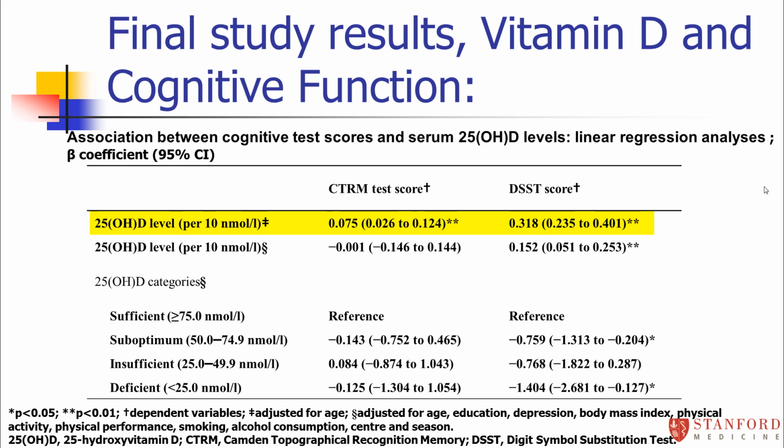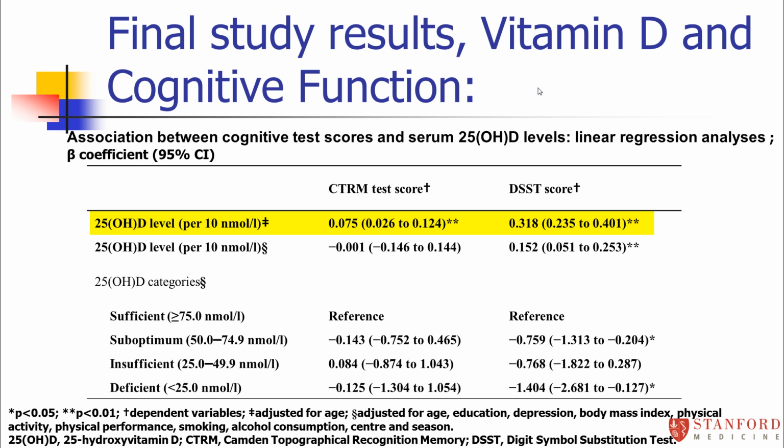So first of all, if you look at the first row here, I'm highlighting the CTRM test score and the DSST score because those are the two that had a significant relationship with vitamin D in this data set. If you just adjust for age, which is what that first row is, this is the result of linear regression with the cognitive score as the outcome and vitamin D as the predictor, adjusted for age only in that first row. So when you just adjust for age, there is a statistically significant relationship between vitamin D levels and both CTRM score and DSST score. It's not huge, but there's a relationship there.